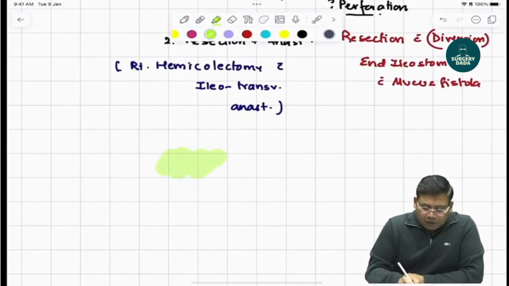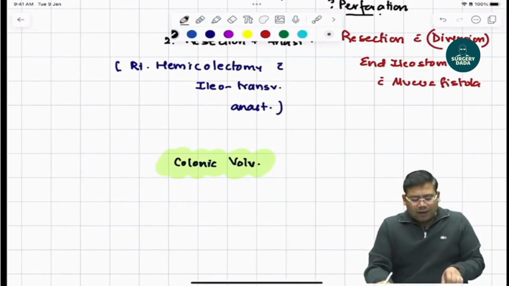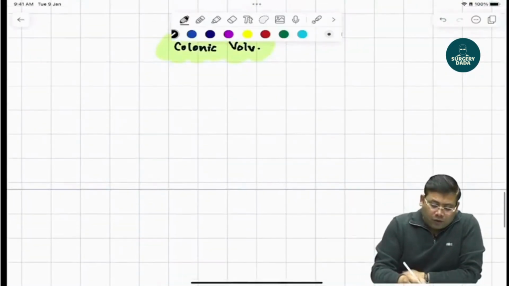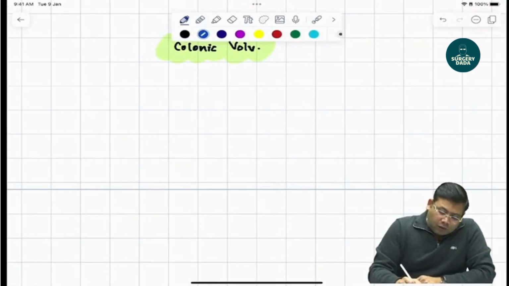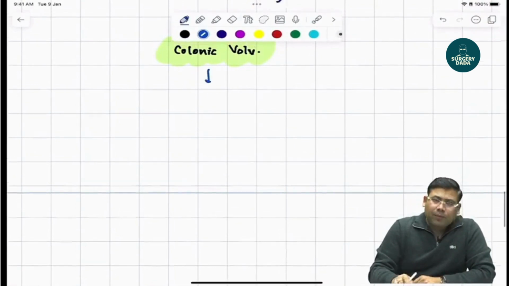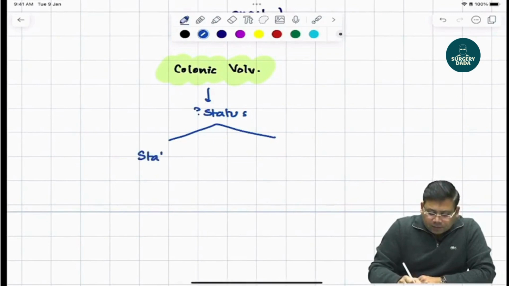The next is, when we talk about the colonic volvulus, what is the management of colonic volvulus? We all need to understand that in all the patients of colonic volvulus, we don't have to go for surgery, not all. So only the patients with acute obstruction, non-resolving cases, will go for surgery. So colonic volvulus, we need to check the status of the patient. What is the status of the patient? Patient could be stable versus unstable. If the patient is stable versus unstable, what is the difference of management?